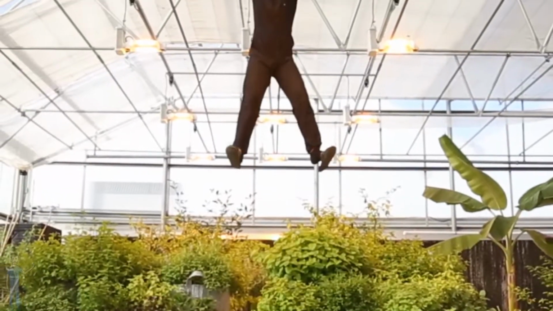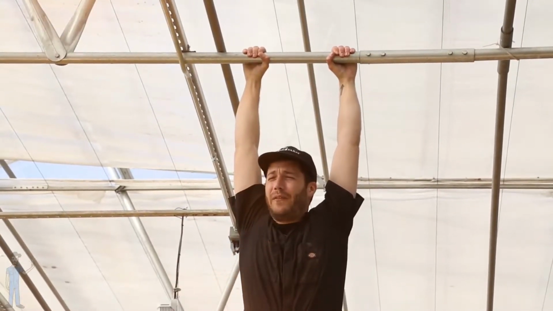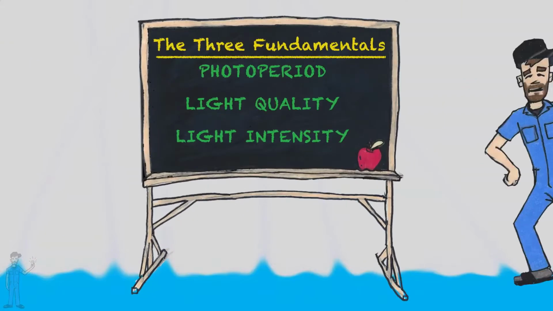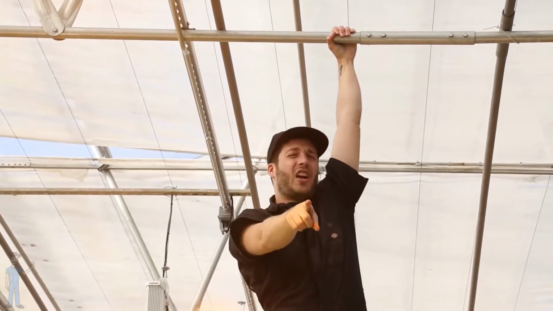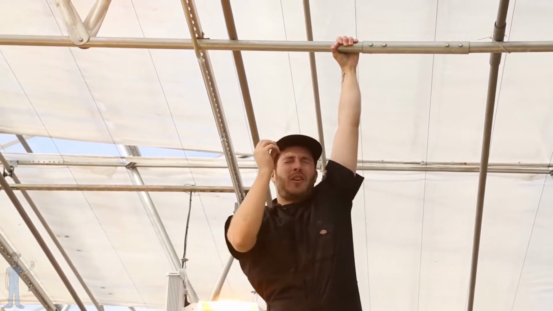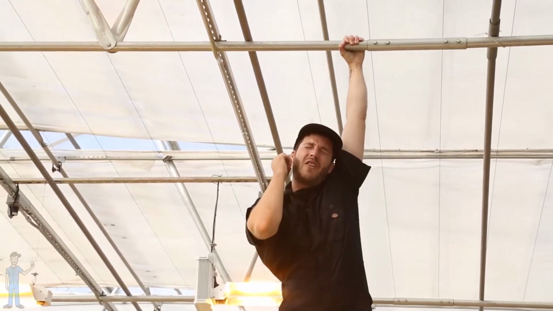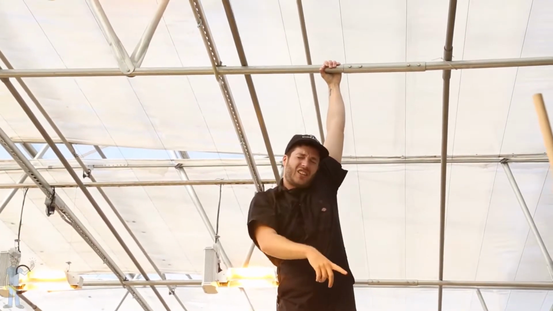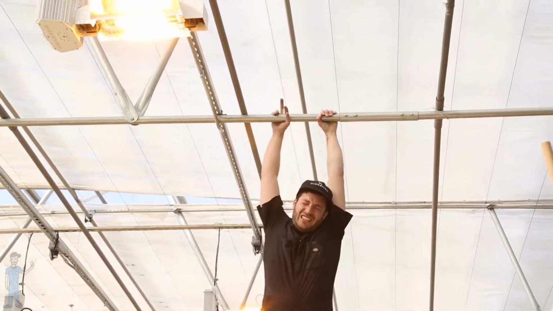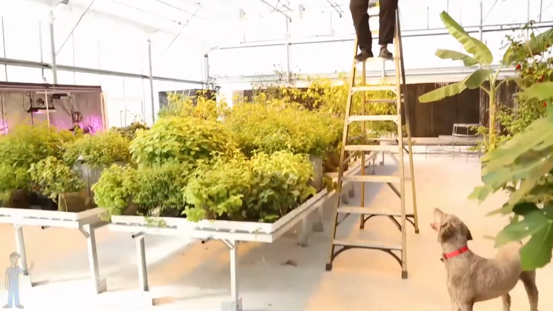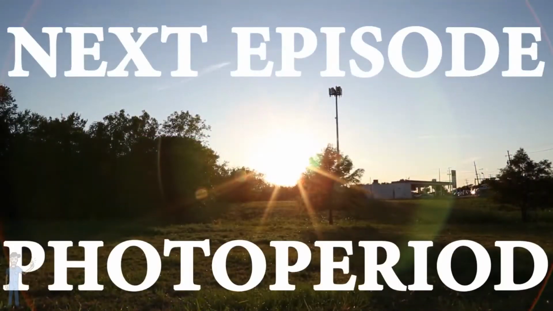My goal is that by the end of this series, you'll feel confident with the three fundamentals of horticultural lighting, so you can use this science to your advantage, so you can use what you've learned, so you know how to pick the right grow light to achieve your goals. In the next episode, we'll look at the first fundamental of horticultural lighting, photoperiod.